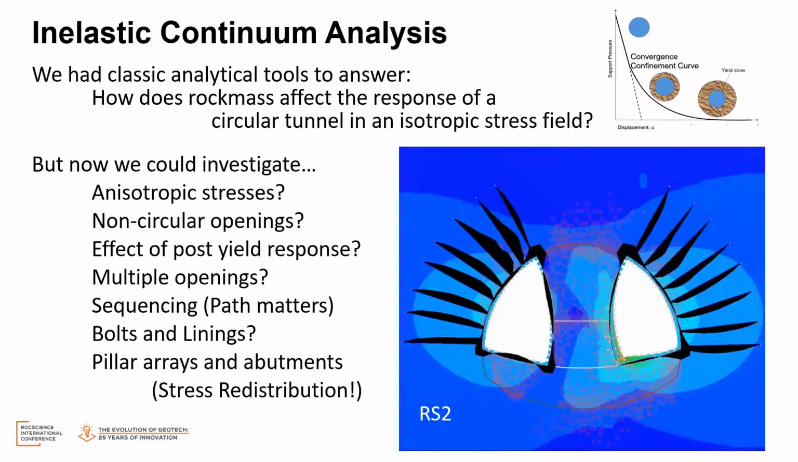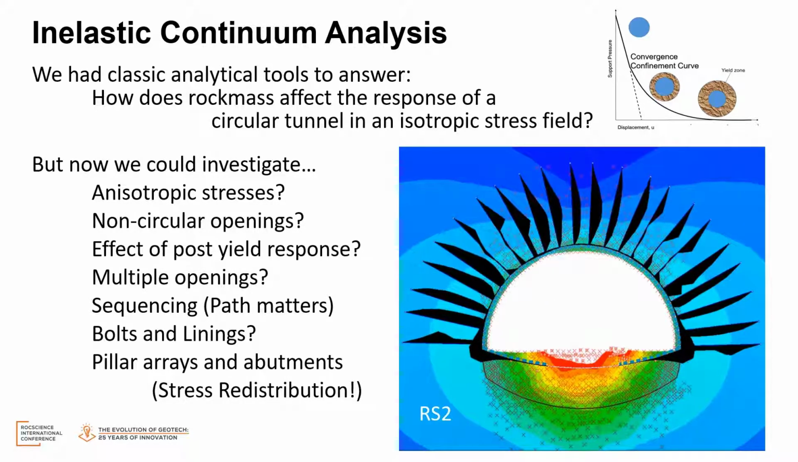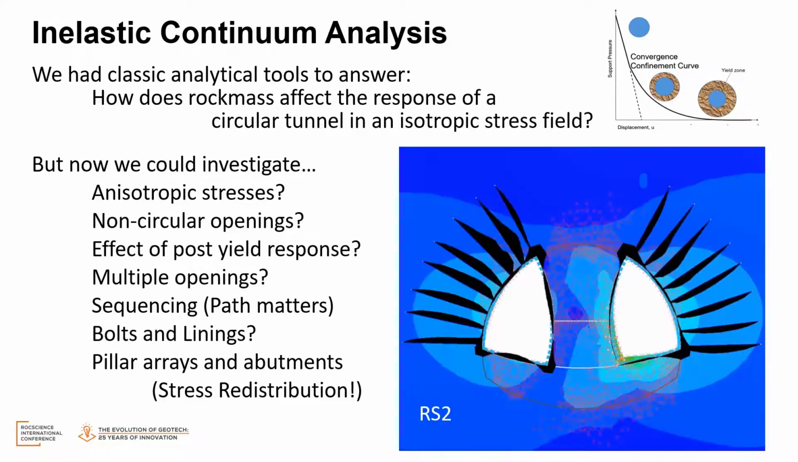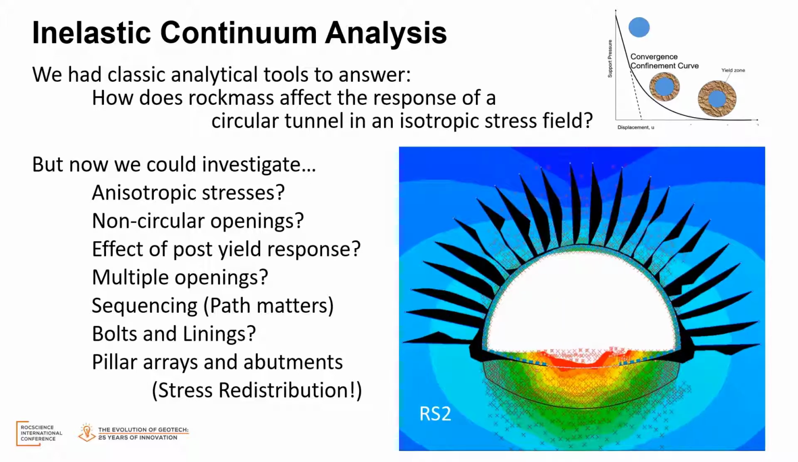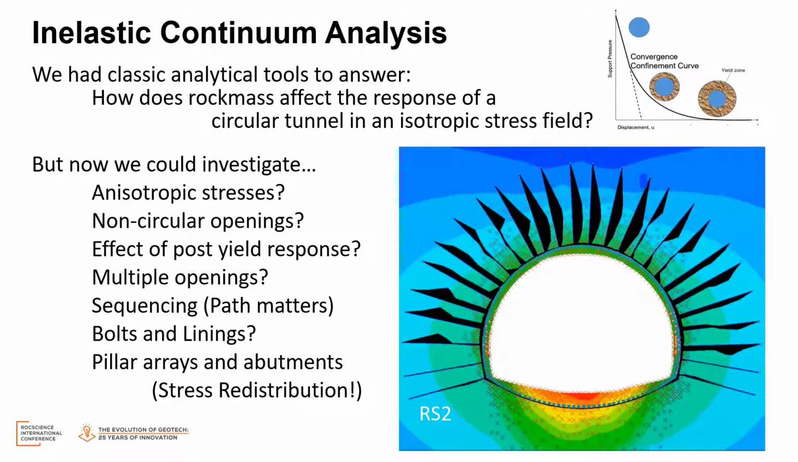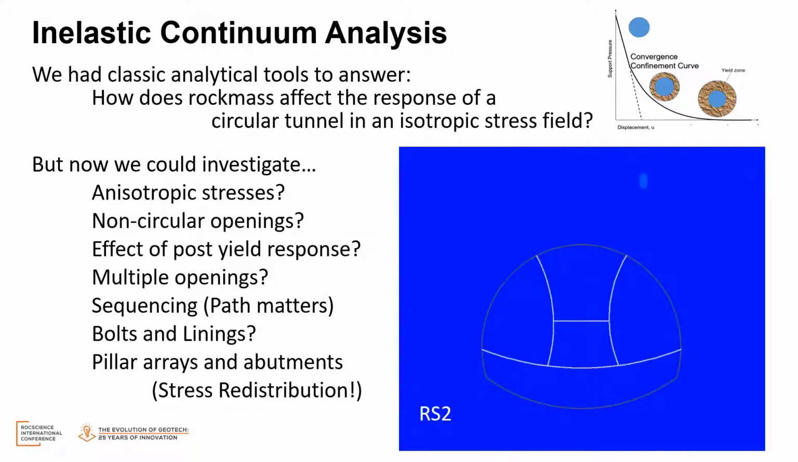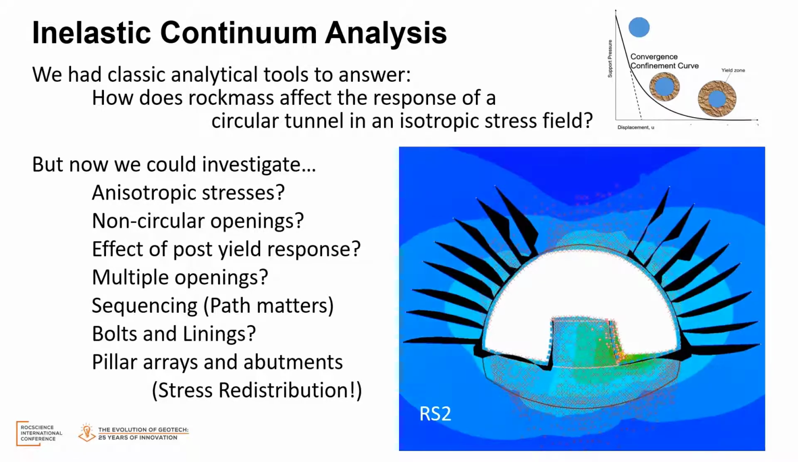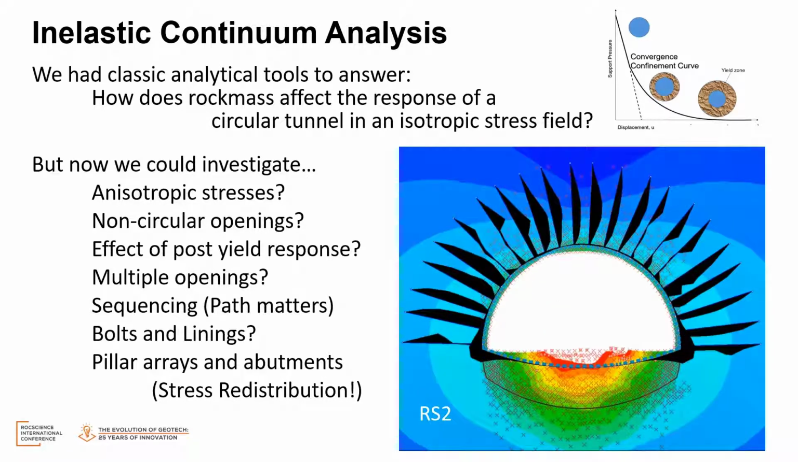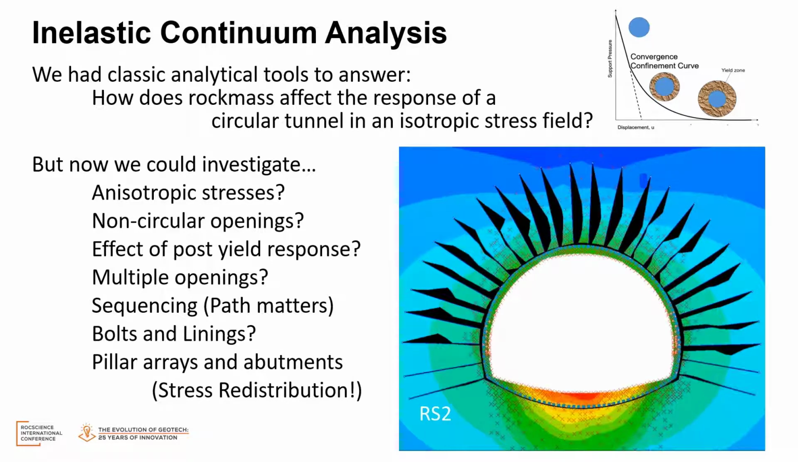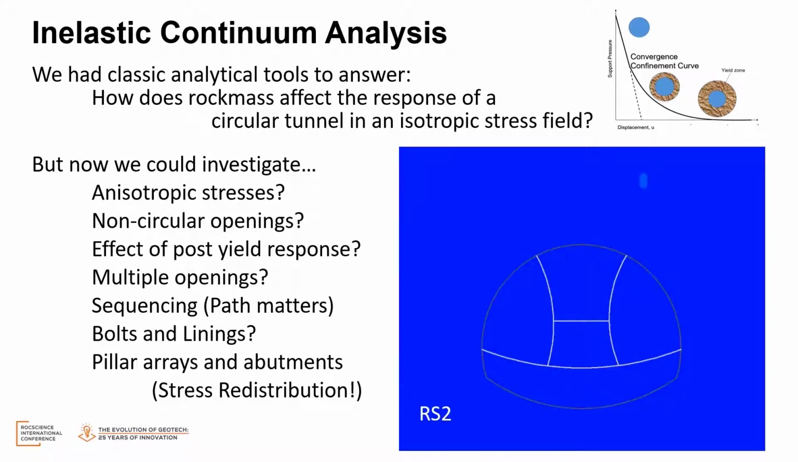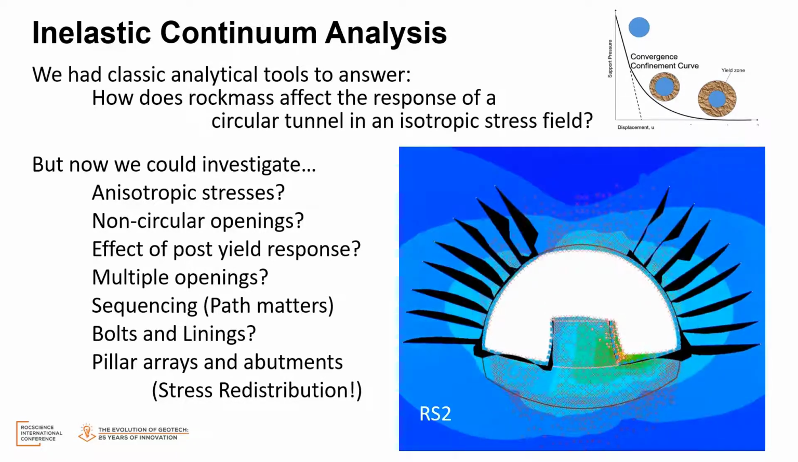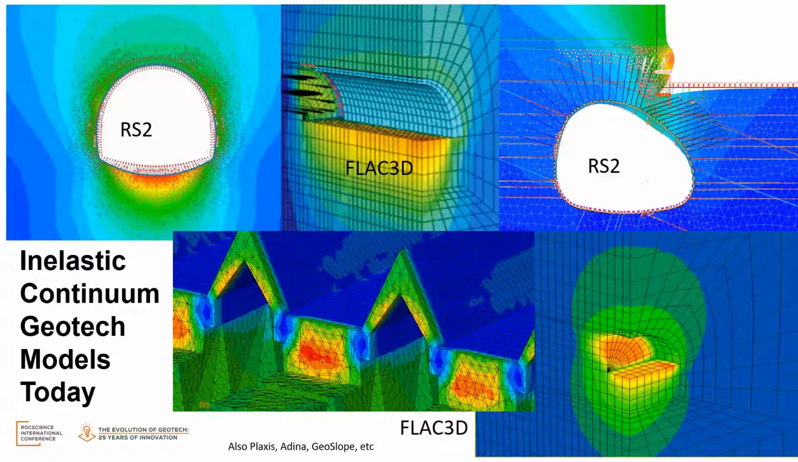Now, inelastic continuum modeling we could do in the past without these tools, but we could only answer simple questions about yield in a circular and isotropic stress field. Within a program setting, we could look at yield in anisotropic stresses, yield around non-circular openings. We could experiment with the effective post-yield response and multiple openings. Now, sequencing became a major concern because once rock begins to yield, the path matters. So we could optimize excavation sequence for sequential excavation. And we had the power to examine support and look at stress redistribution for the first time as well.